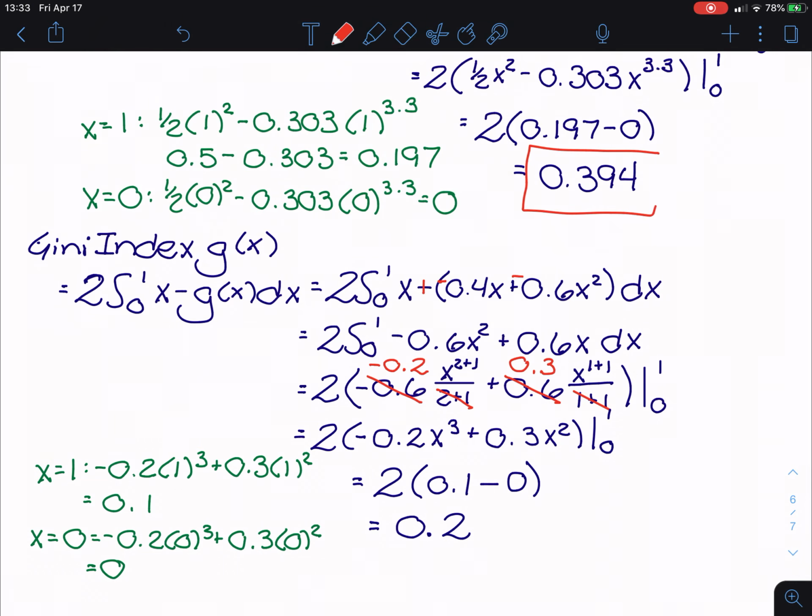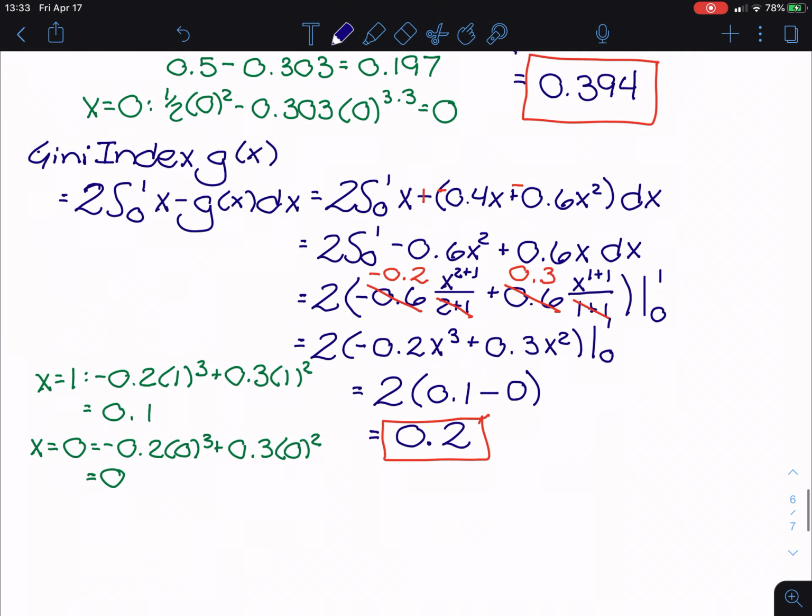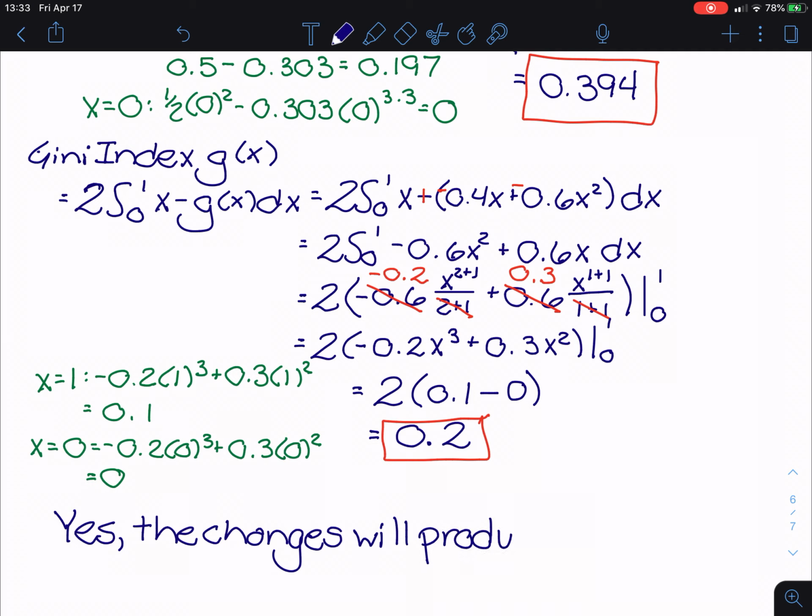So let's take a look. Our original Gini index is 0.394. Our new Gini index is 0.2. So the answer to the question, are these changes going to work, is yes. The changes will produce more income equality.